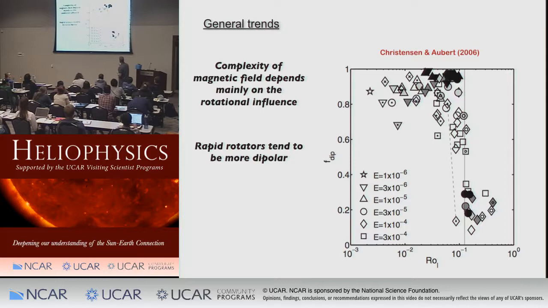But the idea is that, and this is the dipole fraction, the fraction of the magnetic energy in the dipole component. For low Rossby number, it's very close to one, between 80% and 100% of the energy is in the dipole component, whereas for larger Rossby numbers, lower rotational influence, it's more like 0.2. So these are multipolar dynamos, these are dipolar dynamos. So if you spin it up enough, you have these Busse columns, they're good at making dipole fields.